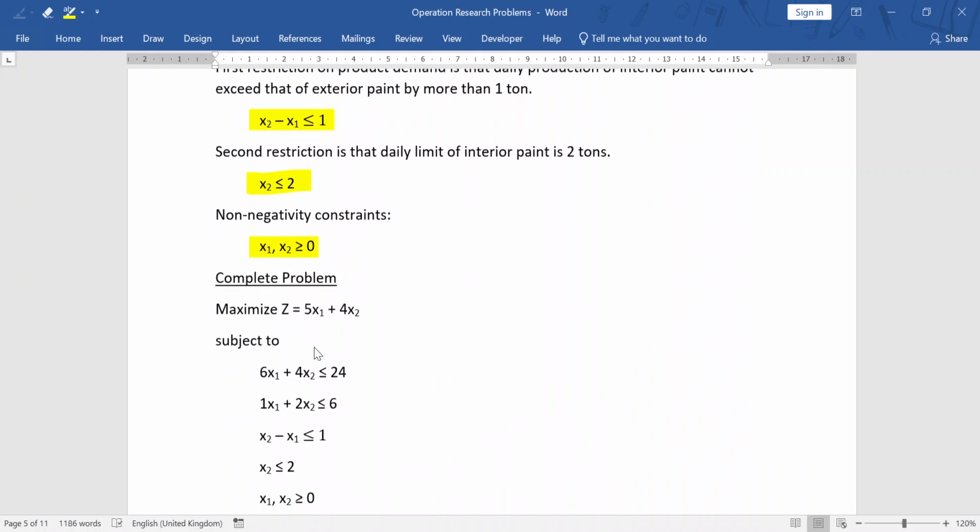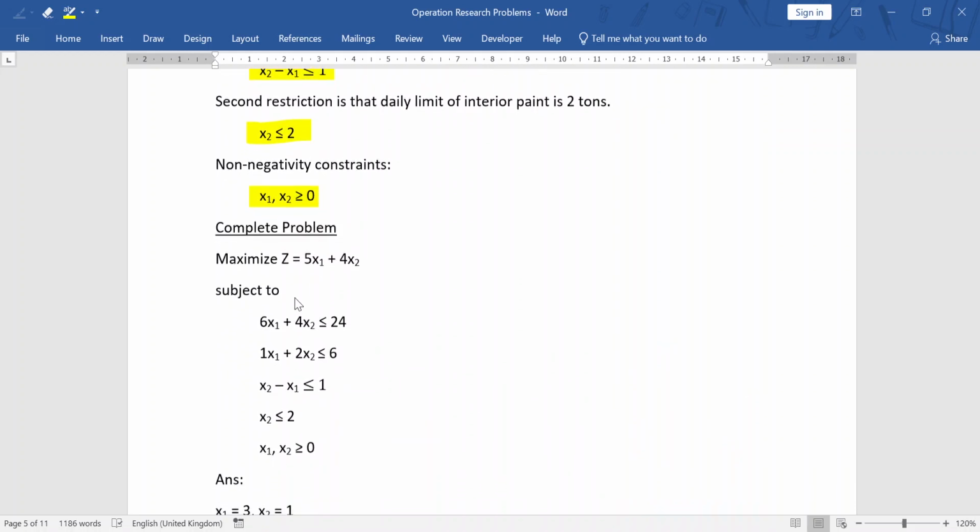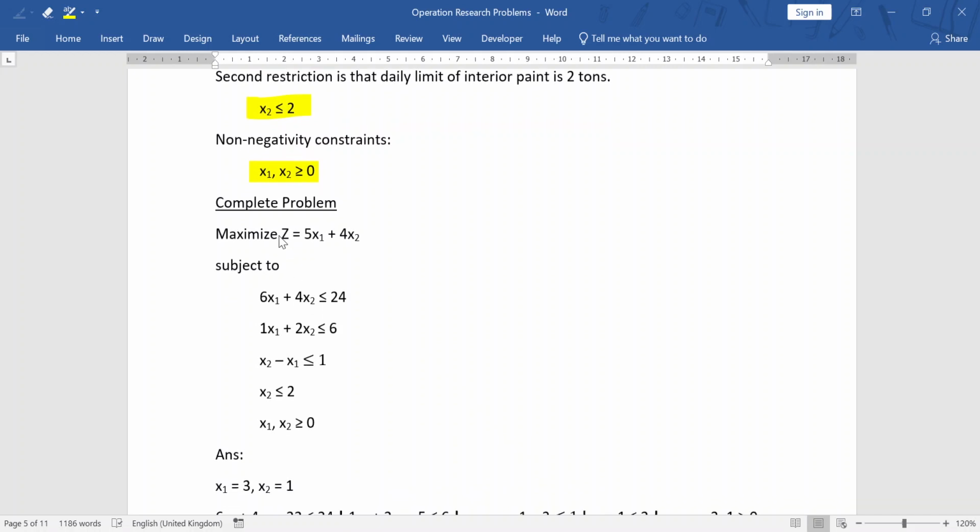Now, if we sum up the constraints, finally the problem is summarized as follows. We need to maximize an objective function, which is the total daily profit, 5x1 plus 4x2. And these are the constraints which are given in the problem. So we need to maximize it subject to these constraints.